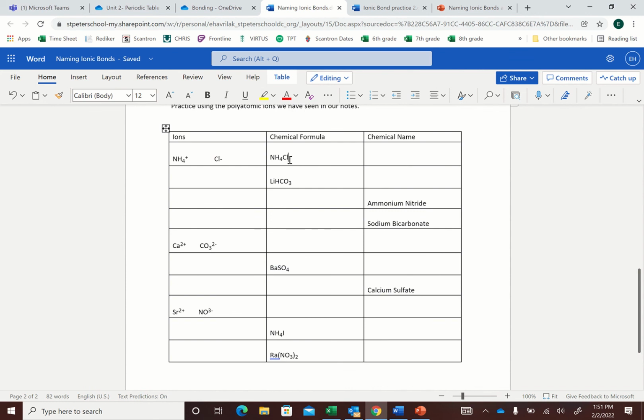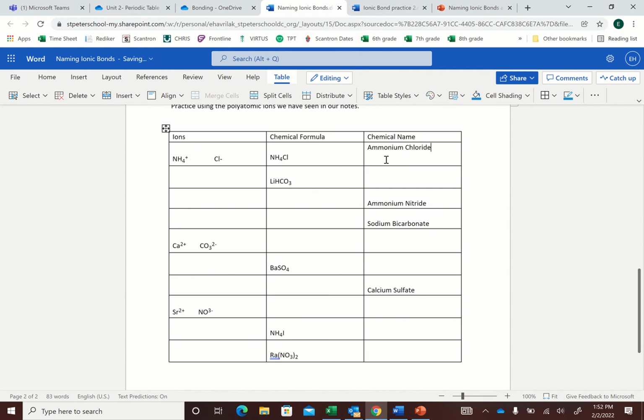That's what its formula would be, because NH4+ and Cl- are a 1-to-1 connection. NH4 is a whole object. He comes together. Cl is a whole object. They come together. To name it, I look back at my chart. I look at that and I say, oh, that is ammonium. And then the Cl, that's chloride. So NH4Cl is ammonium chloride.